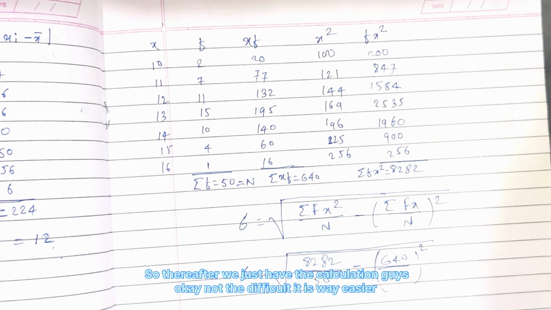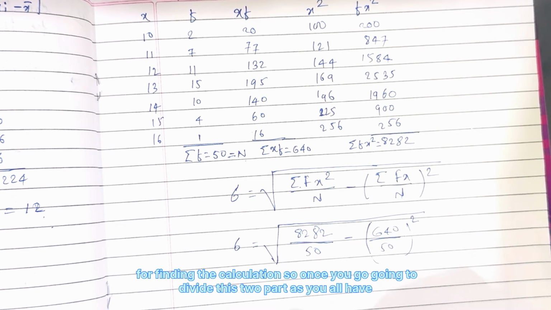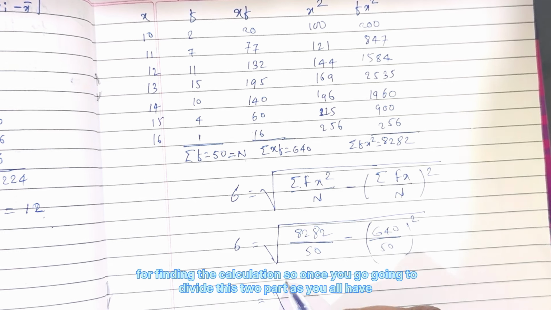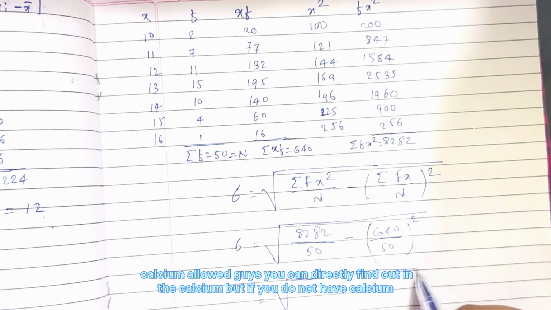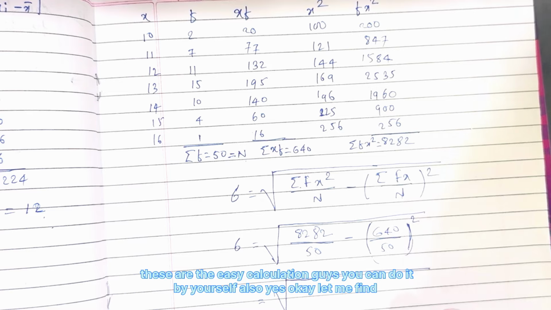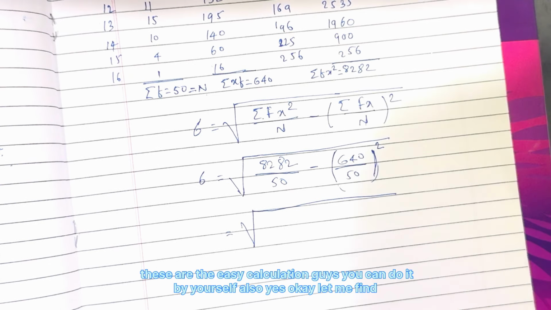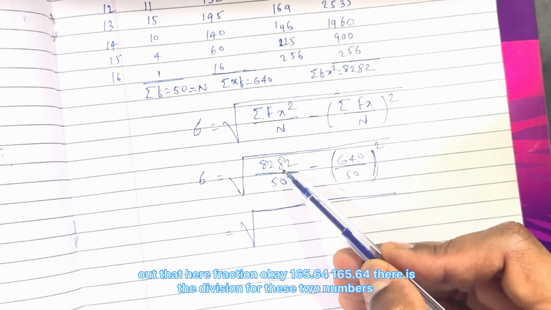So thereafter we just have the calculation, guys. It is not difficult. It is very easy to find the calculation. Once you divide these two parts, if you have a calculator, guys, you can directly find it on the calculator. But if you don't have a calculator, these are easy calculations, guys. You can do it by yourself also. Let me find out the fraction here.